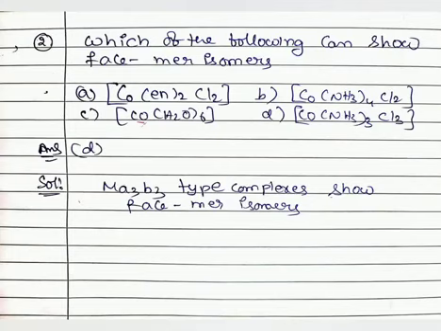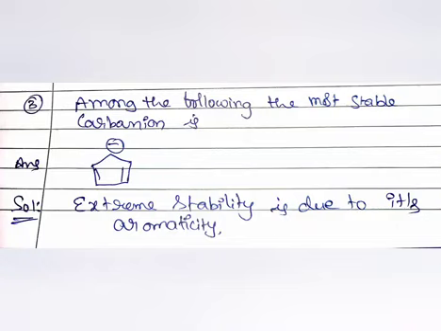A3B3 type complexes show facial-meridional isomers, and in the given options C shows. Next one. Among the following, the most stable carbanion is cyclopentadienyl anion, which gets extra stability due to aromaticity, so it has the most stability among the given options.